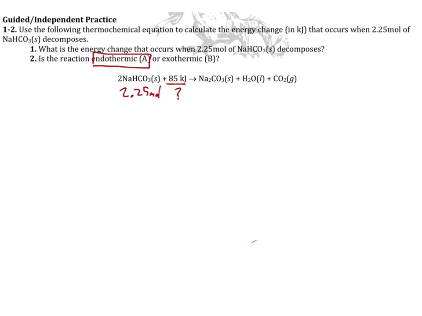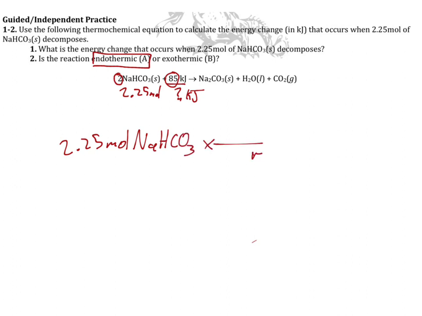and it's asking for the kilojoules of this, it's just like going mole to mole. It's exactly like that. You just use these coefficients right here. I'm going to call it coefficient to go from one to the next. So we have 2.25 moles of NaHCO3, and we can go from moles to kilojoules using the coefficients there. So the coefficient of NaHCO3 is 2, and the coefficient of the kilojoules is 85. And all we need to do is type that in the calculator, and that will give us the answer to this first problem.